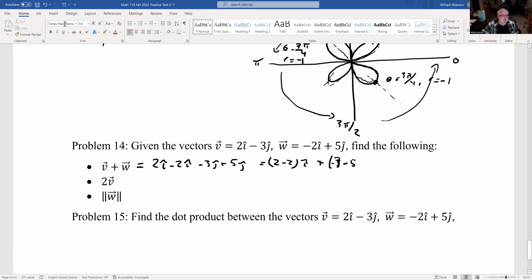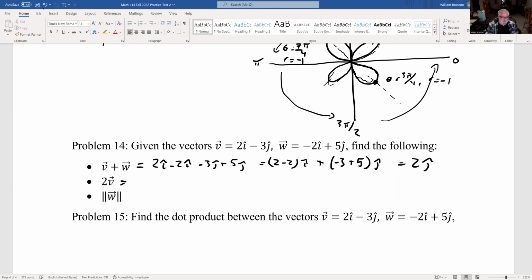Oh my God, my handwriting sucks. Okay, let's undo some of this so we can actually read it. Minus 3 plus 5 j hat, right? Because we just factor out the j hat there. 2 minus 2 is 0, so we can ignore that. Minus 3 plus 5 is 2, so it's 2 j hat.